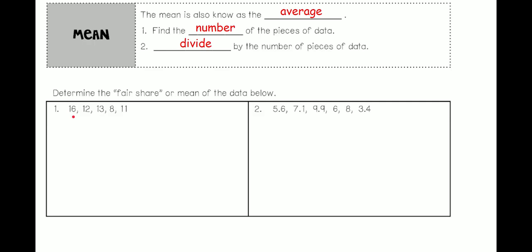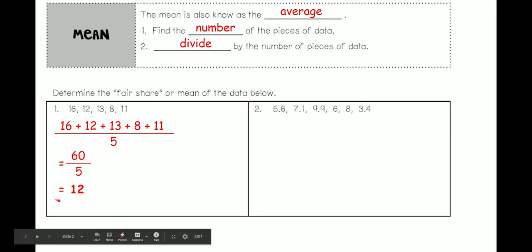Let's say you've got gumball machines with 16, 12, 13, 8, and 11. Looks like you're becoming a gumball tycoon now with 5 different machines. So what I need to do is add up all the gumballs I have: 16 plus 12 plus 13 plus 8 plus 11. And we know we have 5 gumball machines because there are 5 pieces of data up here, so we're going to divide that by 5. When we add up all our gumballs, we've got 60 of them. We divide that by the number of machines, which is 5. And so each gumball machine should have 12 at the end of the day.